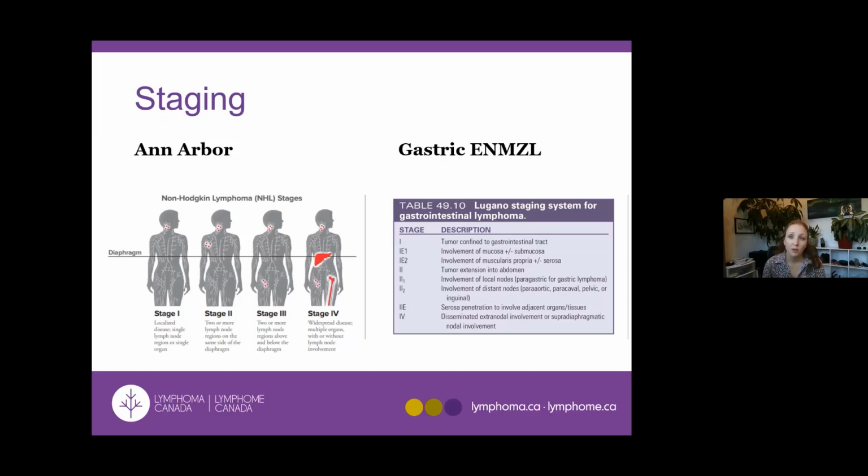Because there's a few more characteristics when we talk about gastrointestinal lymphoma or gastric extranodal marginal zone lymphoma, there's actually a different staging system, which is called the Lugano staging system, and it's on the right panel here.